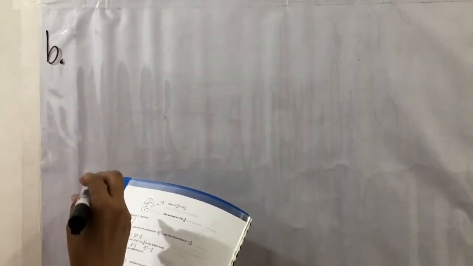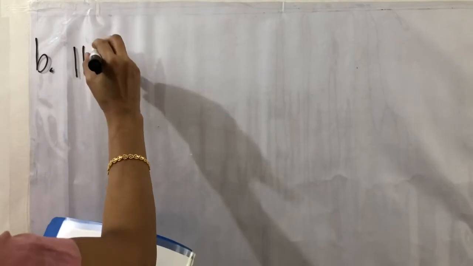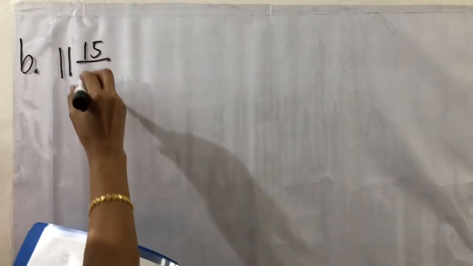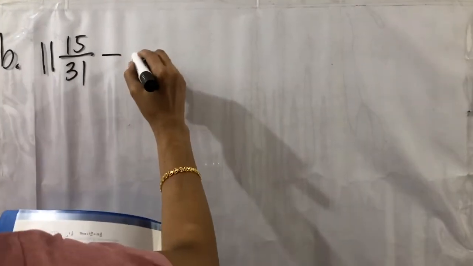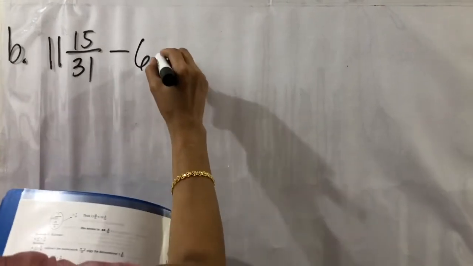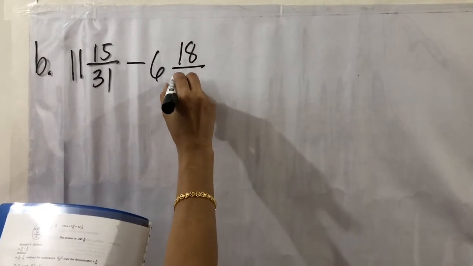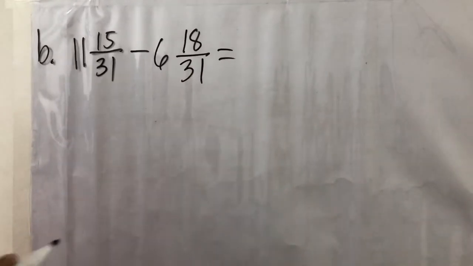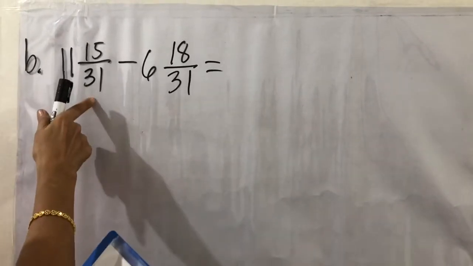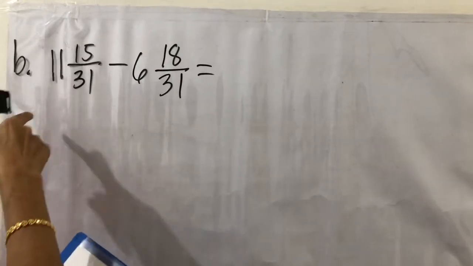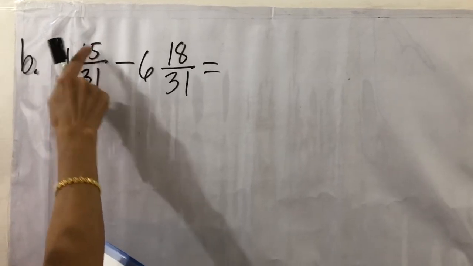We have 11 and 15/31 minus 6 and 18/31 equals. Look at this. So, let us see the fraction. So, this is the fraction in the minuend. So, the numerator is 15. We cannot subtract 15 and 18.